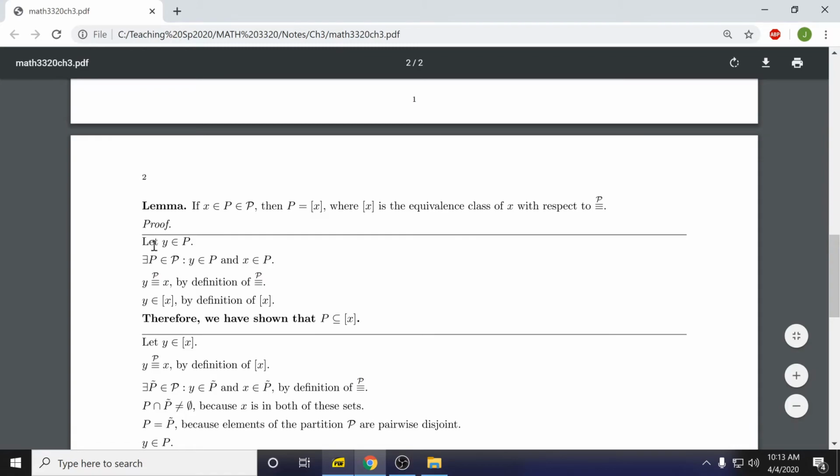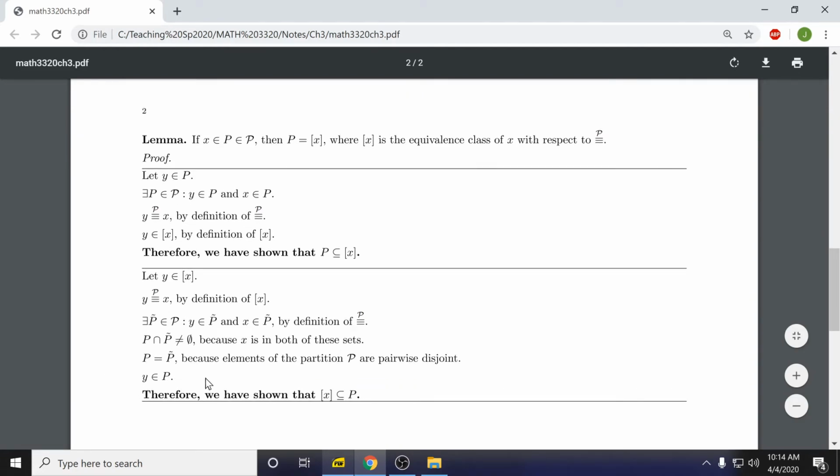So we have taken an arbitrary element of P and showed that it's in bracket X. That shows P is a subset of bracket X. We then took an arbitrary element of bracket X and showed it's in P, and that proves that bracket X is a subset of P. And therefore, we have shown that P is equal to bracket X. And that's what this lemma was trying to do. So we're done with this lemma.